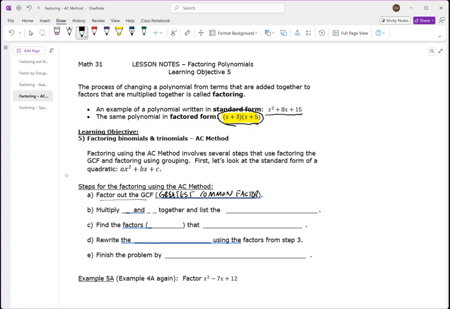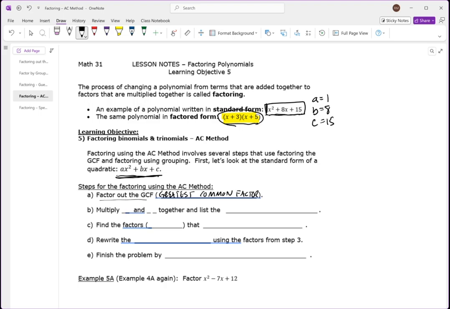Then we do need to remember that ax squared plus bx plus c is the standard form for anything written like this. So in this case, my a value, which would be right here, would be 1. My b value would be 8, and my c value would be 15.